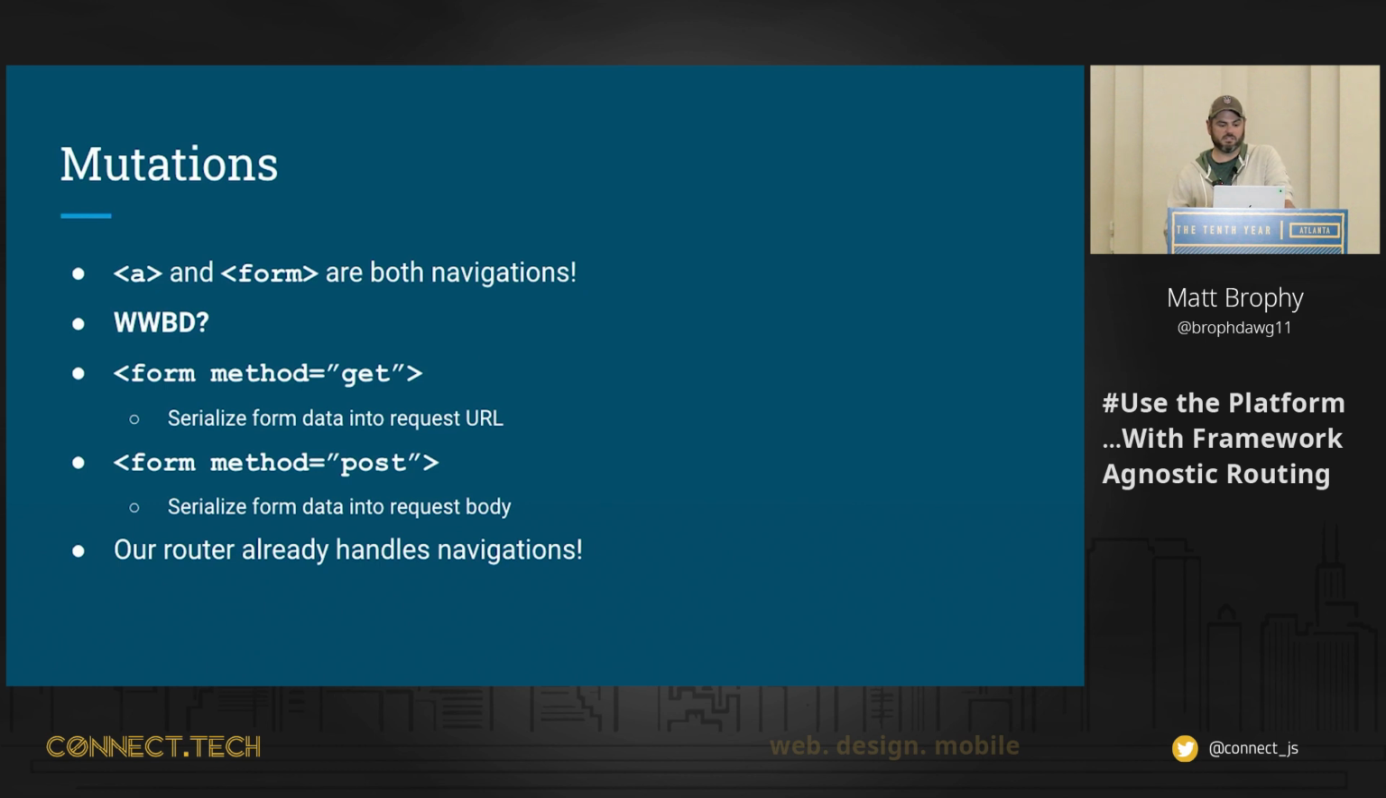So again, what would the browser do? Links and forms are both navigations. They're the same thing under the hood. It's a navigation to a new URL. The only difference is that if it's method get, which is the default if you leave it off, that form data gets serialized into the URL as search params. If it's method post, that form data gets serialized into the request body. That's the only difference, but these are both navigations. And what we realized is that we already have a router. That router knows how to handle navigations. What does that router need to do to handle mutation navigations when there's a form body with data?